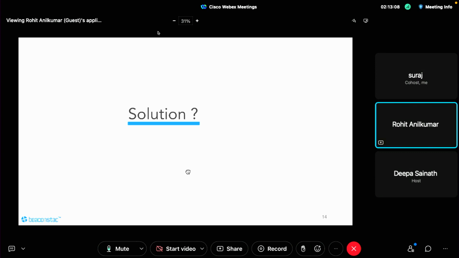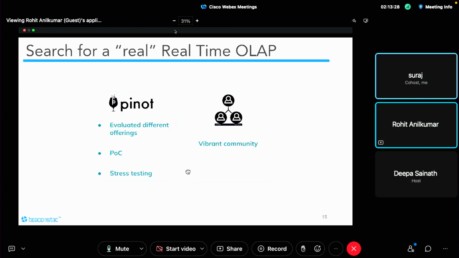Let me move to the next slide. We decided to do a POC with Apache Pinot for two reasons. One is really good documentation, which gets you started with a minimum deployment in no time, and a vibrant Slack community. You could post a query and get help from someone in the community itself.